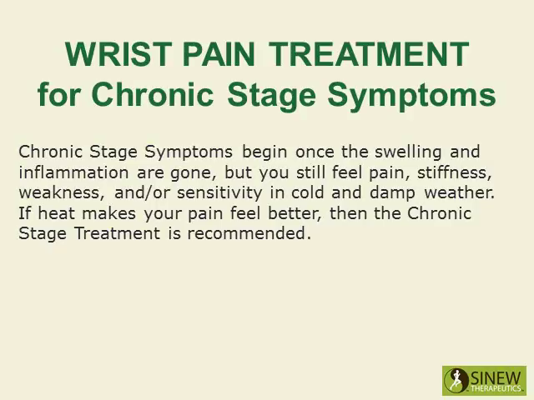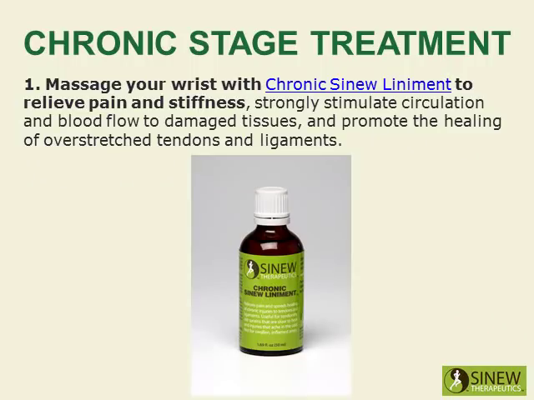Chronic stage symptoms begin once the swelling and inflammation are gone, but you still feel pain, stiffness, weakness, and/or sensitivity in cold and damp weather. If heat makes your pain feel better, then the chronic stage treatment is recommended. Massage your wrist with chronic sinew liniments to relieve pain and stiffness, strongly stimulate circulation and blood flow to damaged tissues, and promote the healing of overstretched tendons and ligaments.